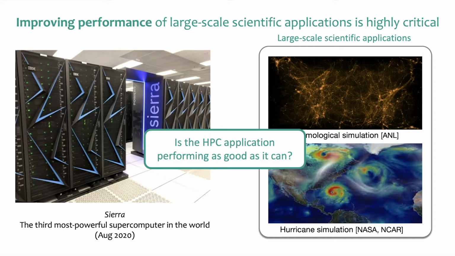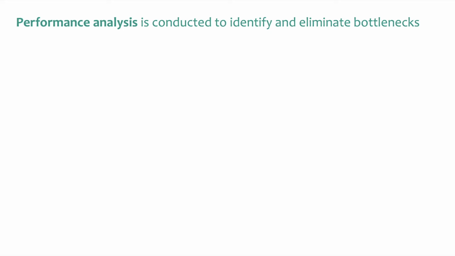To do this, computational experts continuously ask themselves, is their application performing as good as it can? To answer this question, performance analysis is usually performed to identify and eliminate bottlenecks. Typically, large-scale scientific applications demand a lot of optimization effort to understand how different application parameters affect the performance.